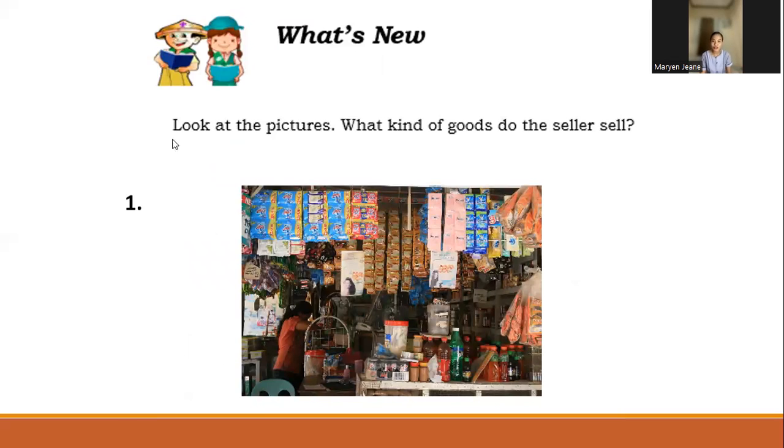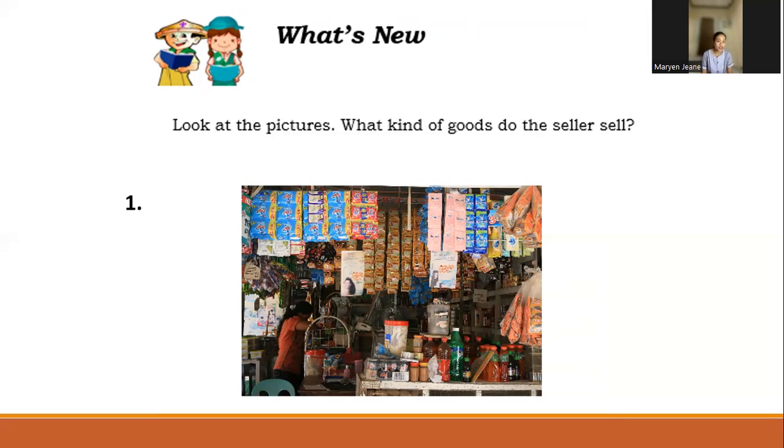Now let's proceed to the next part, which is What's New. In What's New, it says, look at the pictures. You have 5 pictures. What kind of goods do the sellers sell? Let's look first at picture number 1. You have here a picture of a store. What is the lady selling?